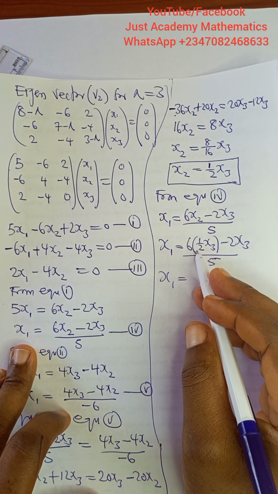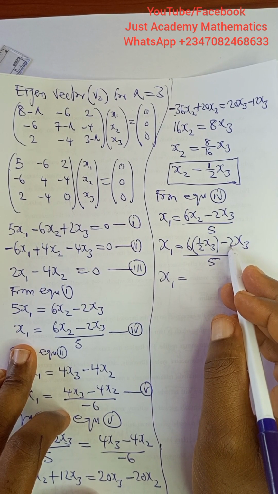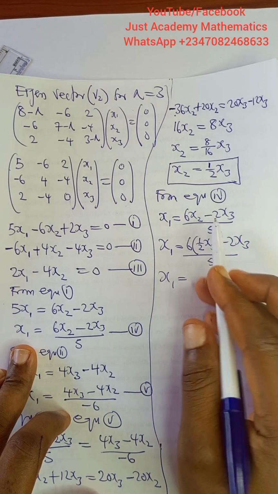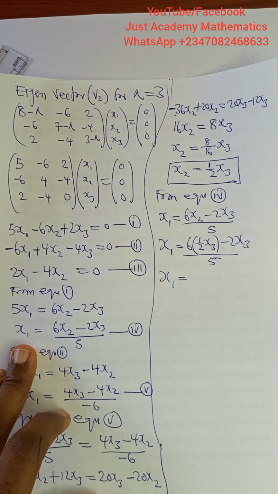Yes, 3 minus 2. Is that what is going to be? Yes, x3, in the place of x2. So I have 3 minus 2.